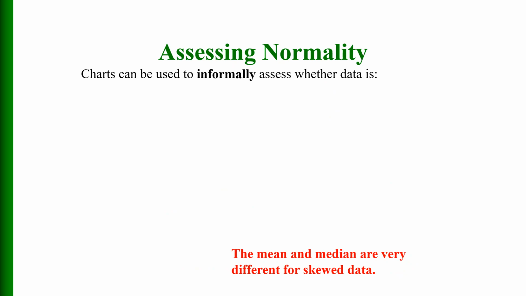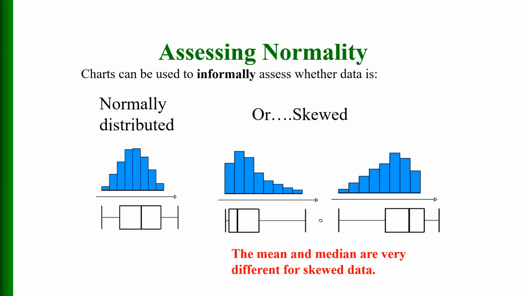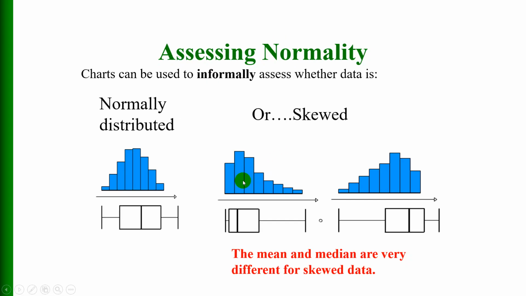Assessing normality. Charts can be used to informally assess whether the data is normally distributed or not. So we can use this histogram, or we can use this box plot, and if you have data like this, that is normally distributed, and if you have a distribution like this, that is skewed. One is right skewed and one is left skewed. This means the mean and median are very different for skewed data, but for the normal distribution, mean and median are the same.